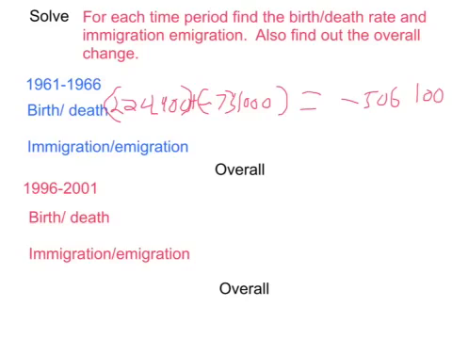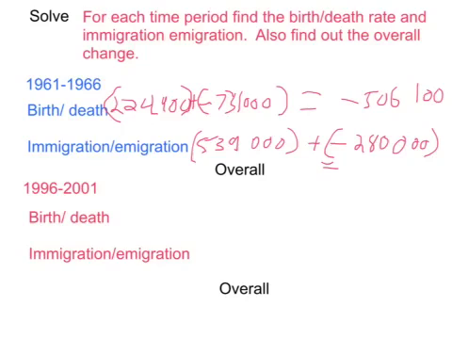For immigration and emigration, I'm going to do the same thing. I'm going to take the number of immigrants and I'm going to make that a positive number. And I'm going to compare that to the decrease or the negative number of emigrants, and there I will have an increase, which means more people moved in than moved out, of 259,000.